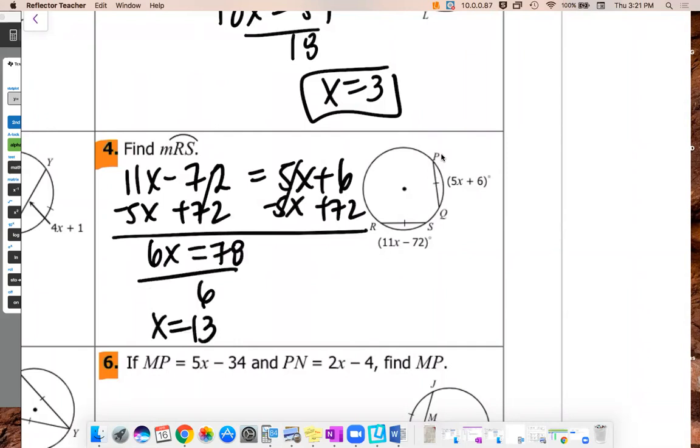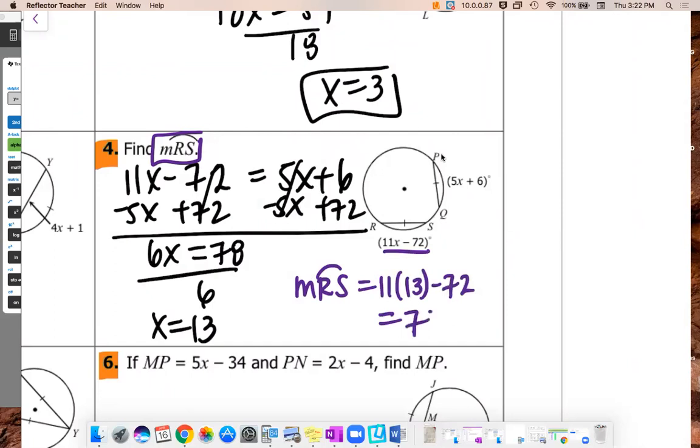And then this problem did ask us to take it a step further. Sorry, they asked for the measure of the arc RS. So you're going to plug x equals 13 into this equation. So the measure of RS is equal to 11 times 13 minus 72, which is 71 degrees. And then that's going to be your final answer. So just be careful, pay attention if they ask for x or if they want you to take it a little bit further.